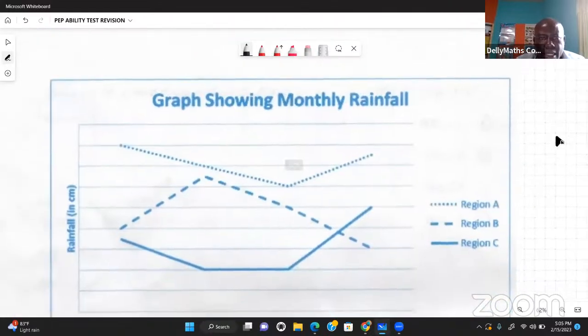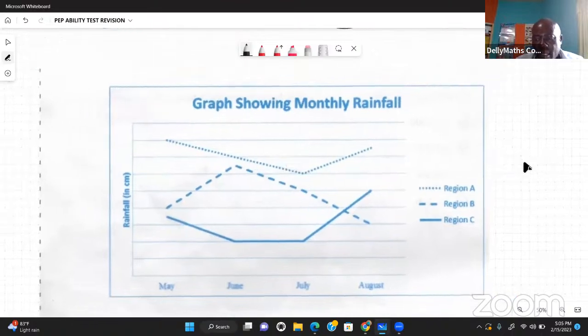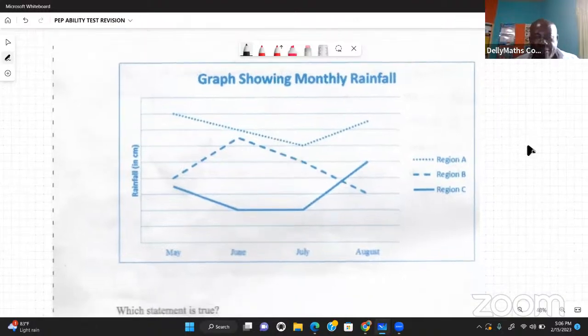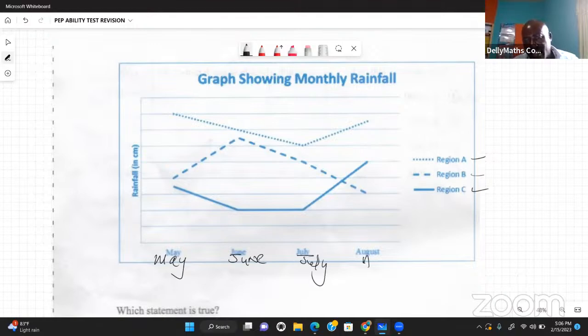All right, let us now look at this graph. They're always going to put some graph like this that you're going to have to think about and work out. So we're seeing it's showing monthly rainfall. Here we have region A dotted with some bigger dots, region B, and a solid line, and region C. And there are the months. If you're not seeing it properly, this is May, this is June, this is July, and this is August.